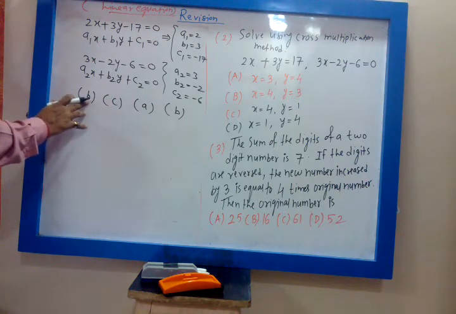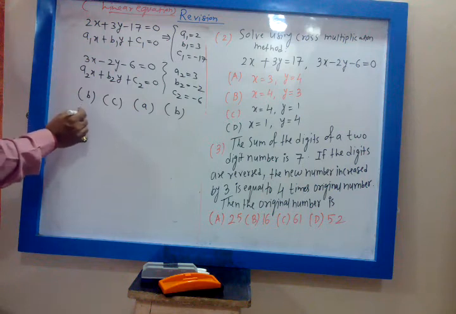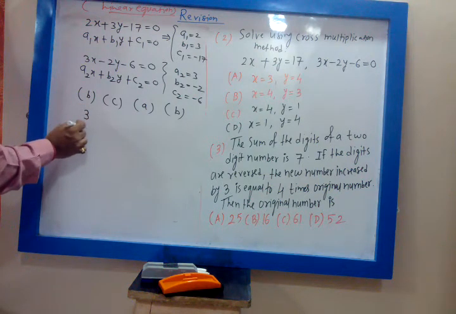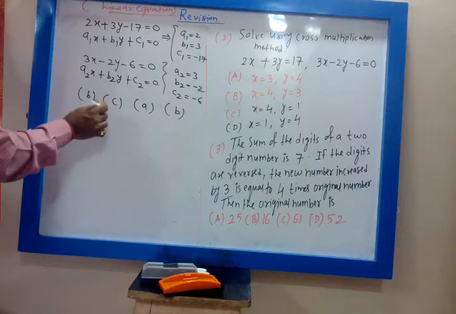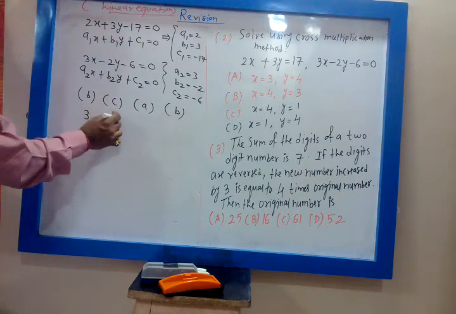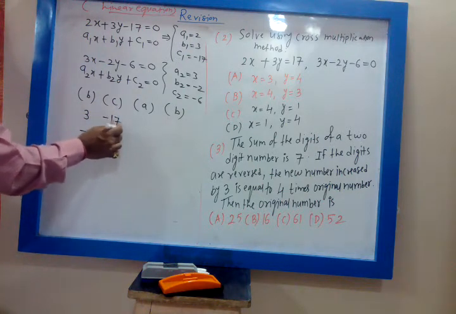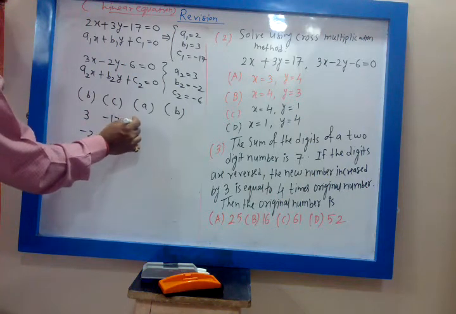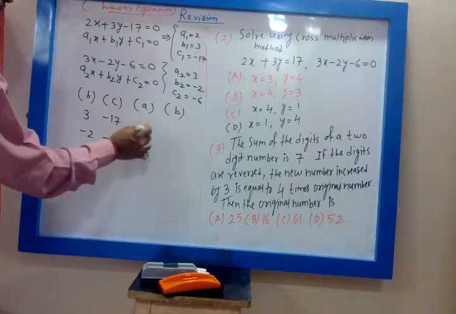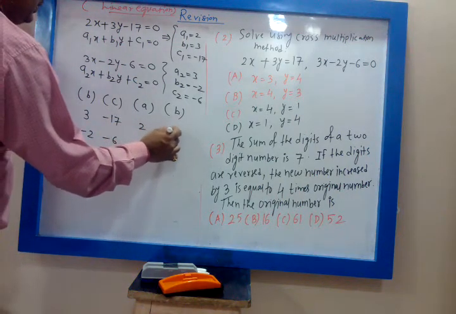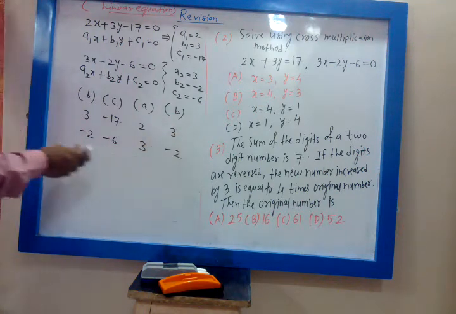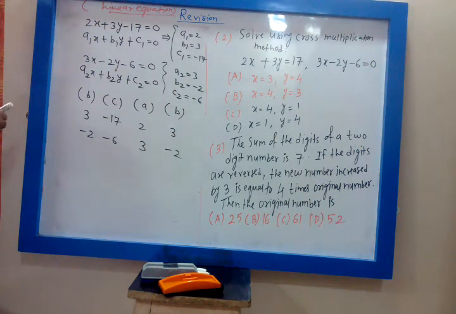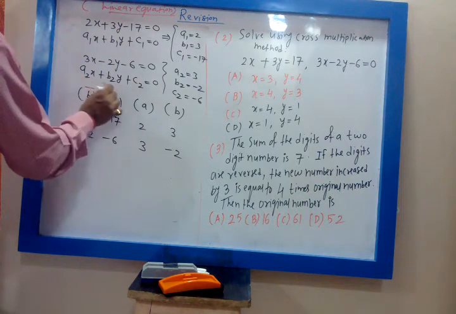Below B we write B1, B2: 3, minus 2. Below C, C1, C2: minus 17, minus 6. Below A, A1, A2: 2, 3. And below B, B1, B2, that is 3, minus 2. Okay? For this I will use x upon.